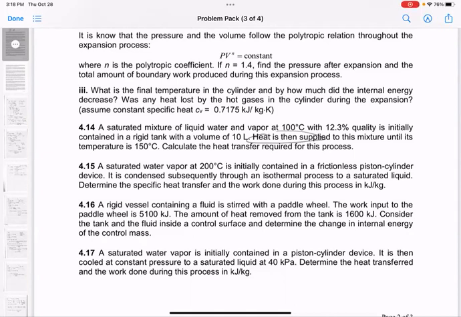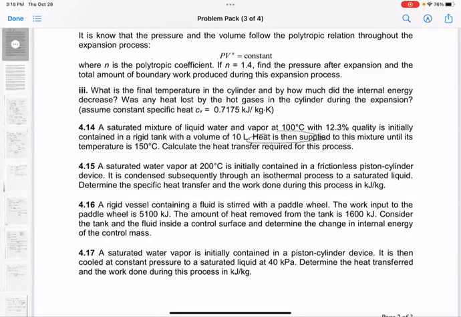Continuing, we're going to start looking at question 4.14, which is slightly different because instead of asking for work, it is asking about heat. A saturated mixture of liquid water and vapor at 12.3% quality is initially contained in a rigid tank with a volume of 10 liters. Heat is then supplied to this mixture until its temperature is 150 degrees Celsius. Calculate the heat transfer required for this process.